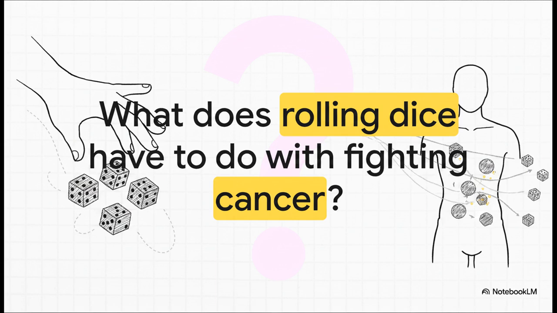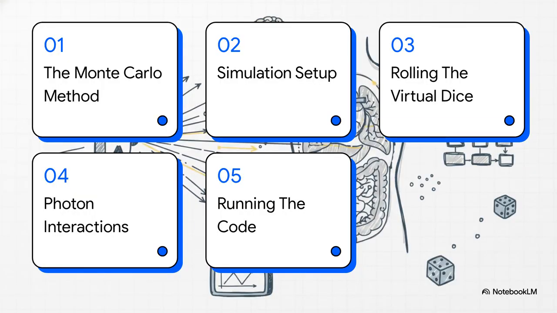See, because we just can't perfectly map out the journey of every single photon as it passes through human tissue analytically, we have to rely on probability. We use advanced algorithms to roll virtual dice over and over again to figure out exactly how much radiation dose is being delivered. Here's our roadmap for the explainer today.